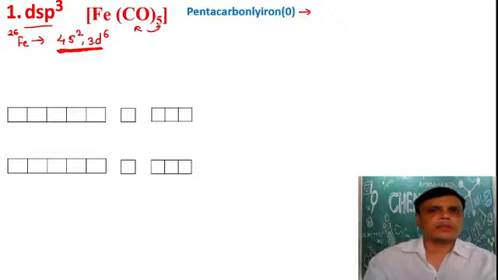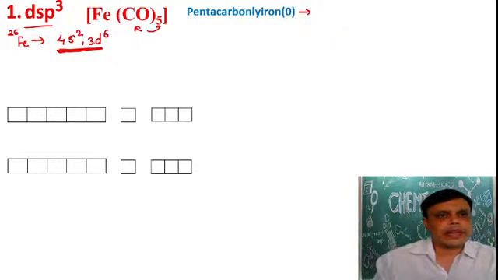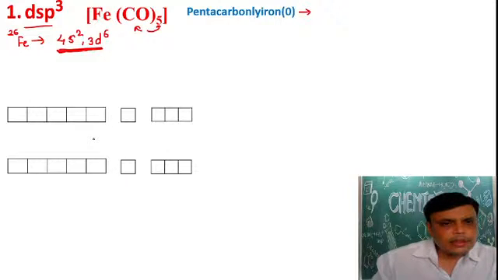Okay, let's go. So then we will write the electronic configuration, 4s2 here, and 3d6 is this. 3d6 means 6 electrons you have to fill: 1, 2, 3, 4, 5 and 6. Then 4s2 is there, so these 4s2 electrons will be here, and 4p0 is there. So this is the box diagram of iron: 3d6, 4s2, 4p0.